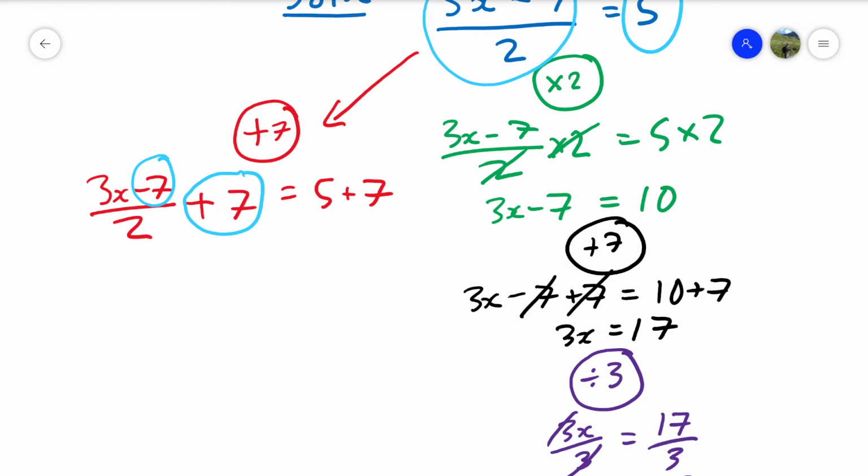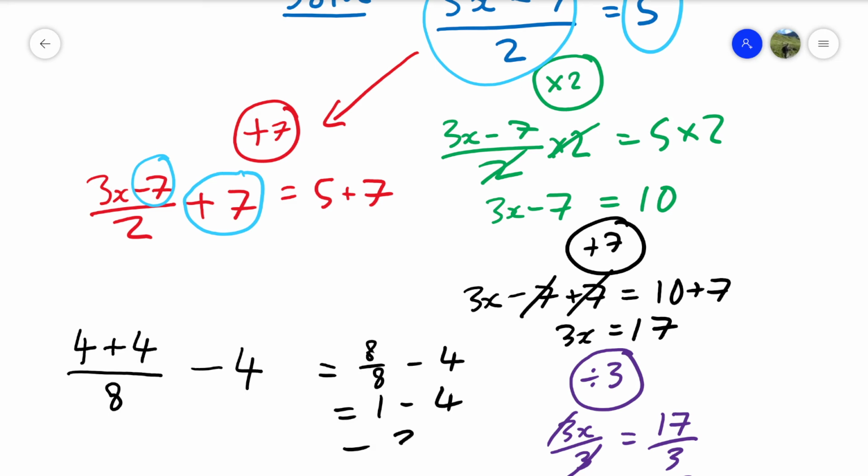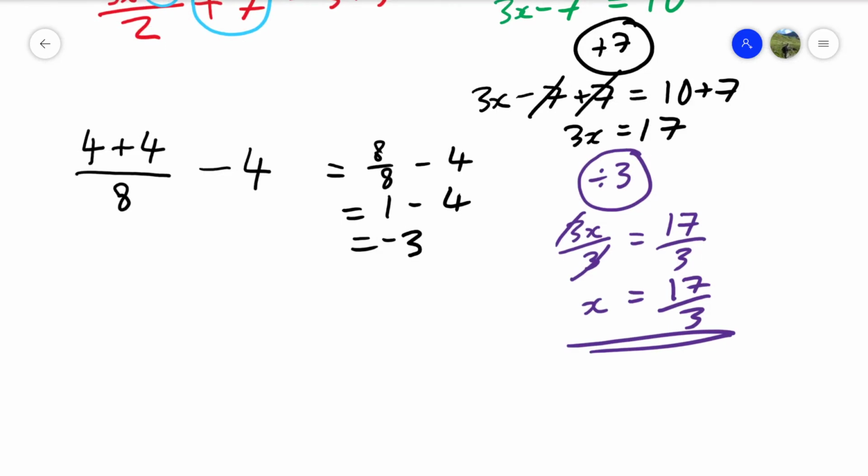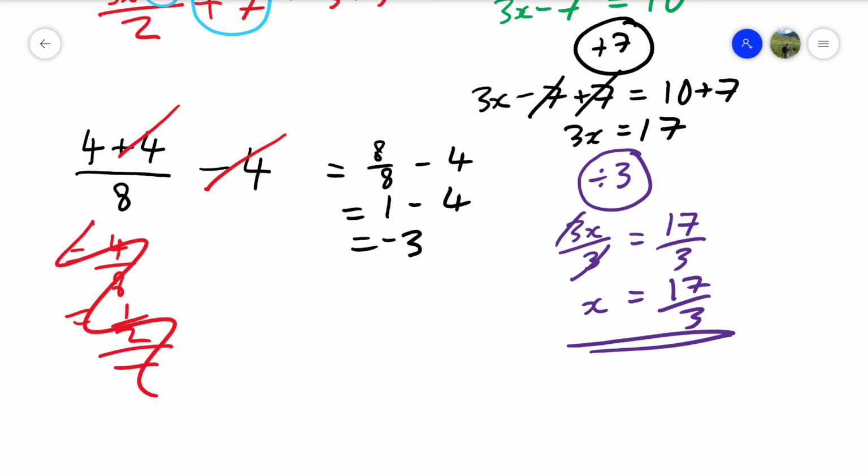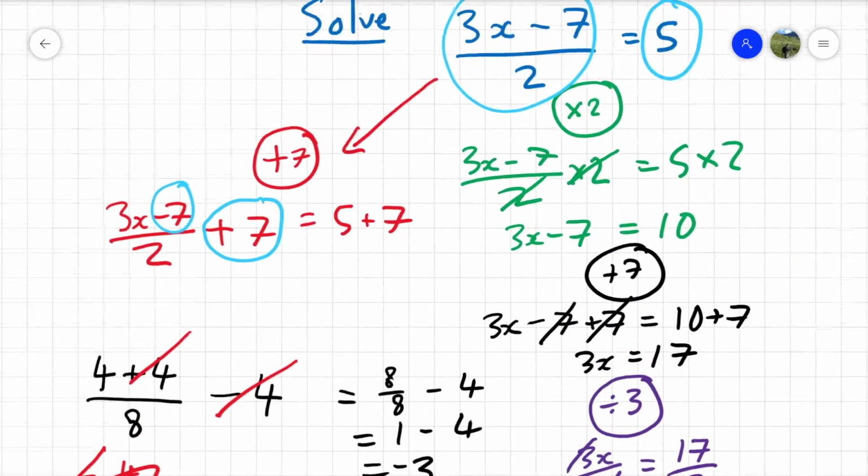So let's do this. Let's say 4 plus 4 divided by 8 minus 4. What is that actually equal to? Well, that's equal to 8 over 8 minus 4, which is 1 minus 4, which is minus 3. Happy with that? What if I said, oh, I'm just going to cancel these two? Well, then that's equal to 4 over 8, which is a half. I have changed it. That is not true. Therefore, you're not allowed to do that. Boom. That's the reason. That was a bit complicated.